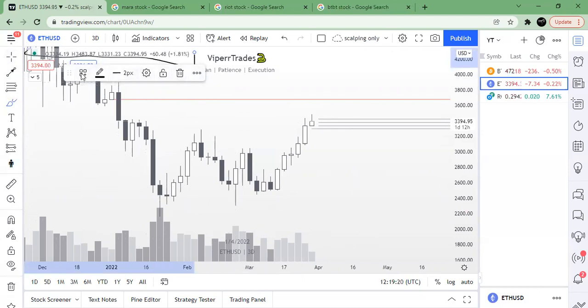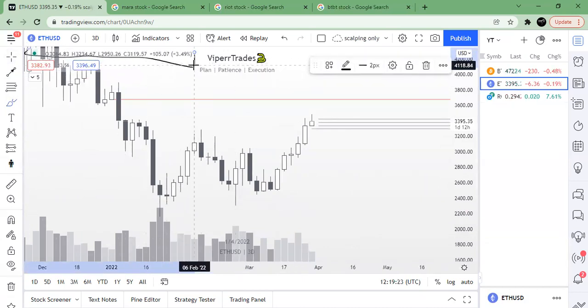So that's a little cheat code if you want to see where the candle opened, where it closed, the high and the low. The high will be the upper wick, the low will be the lower wick, and then you've got your body here.